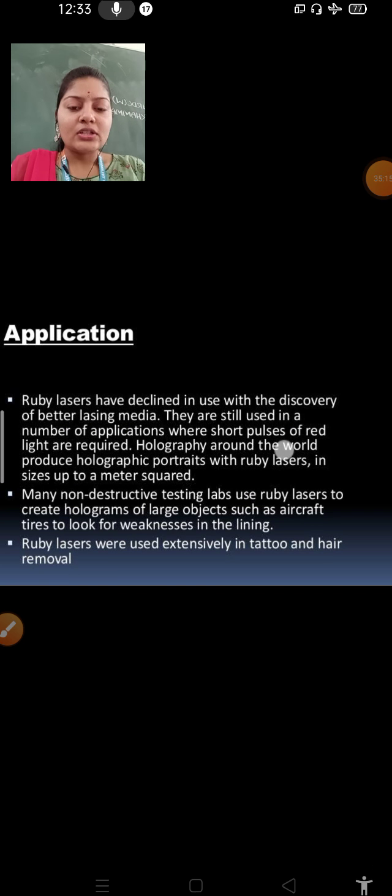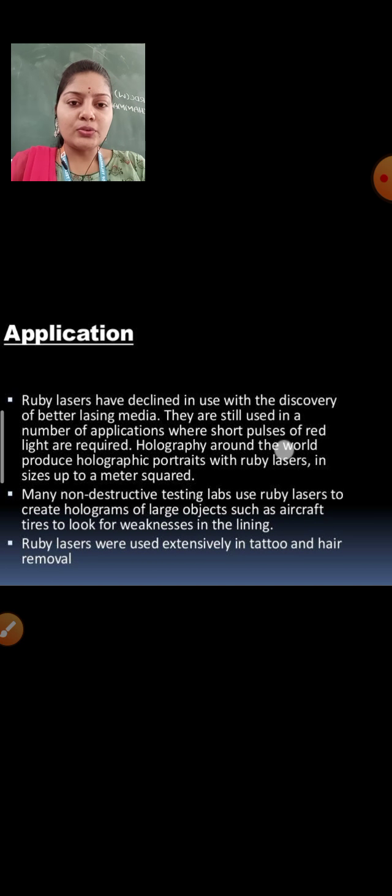Okay, so these are some of the applications of ruby laser. The ruby laser is majorly used in tattoos. In general, if you go outside, tattoos can be done by using the ruby laser. And in hair removal techniques, that is in the cosmetic industry, we can also use ruby laser. And holography. Holography is a best technique which involves the ruby laser. So these are some of the applications of ruby laser.